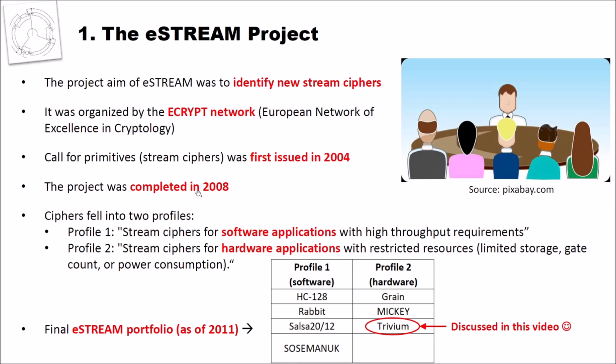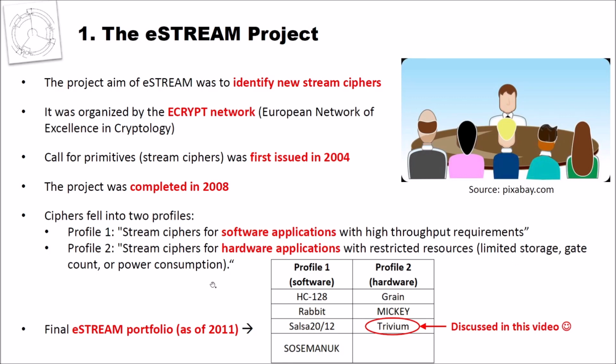And in this project, the ciphers fell into 2 profiles. There was the first profile, profile 1, which was stream ciphers for software applications with high throughput requirements. And there was the second profile, profile 2, which was stream ciphers for hardware applications with restricted resources. Restricted resources here means limited storage, gate count, or power consumption.